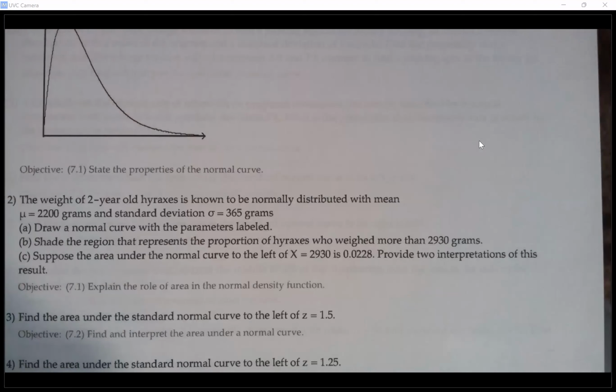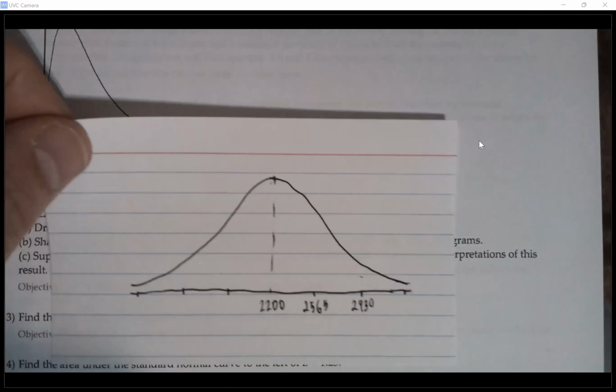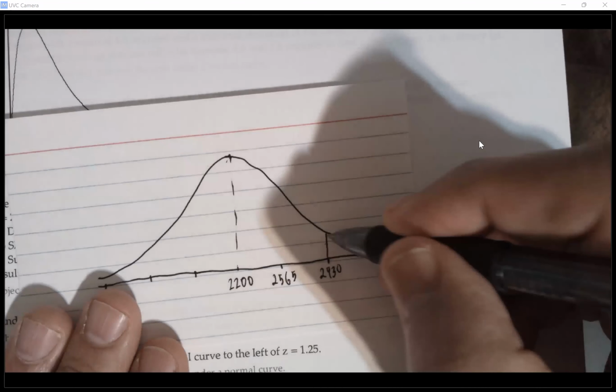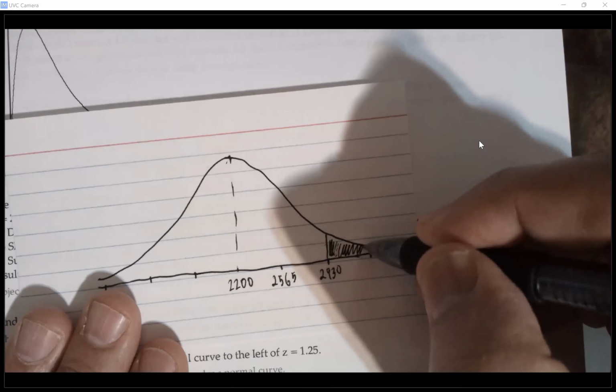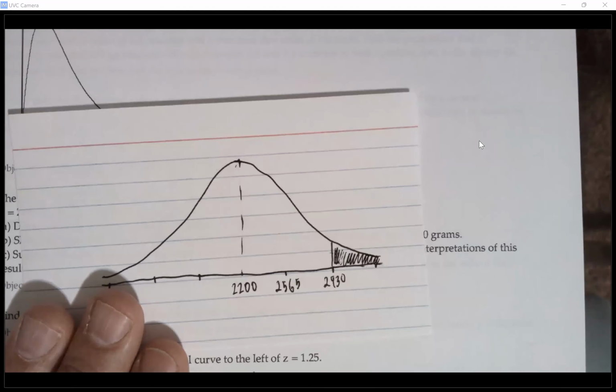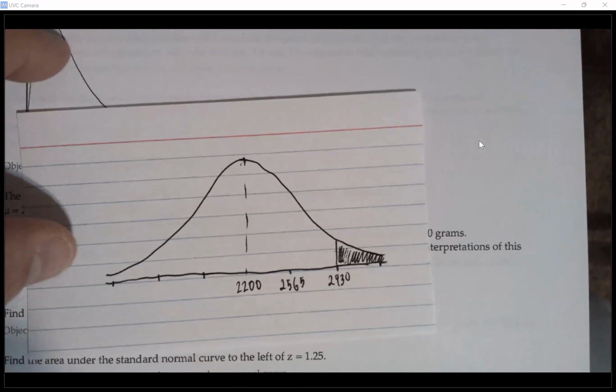Second question, shade the region that represents the proportion of Hyraxes who weighed more than 2,930. Well, more than 2,930 means to the right of 2,930, so that would be this region right here. So that would be the answer to this part.